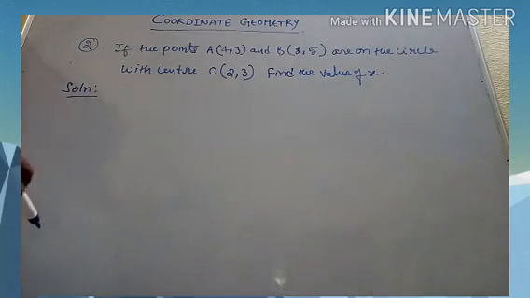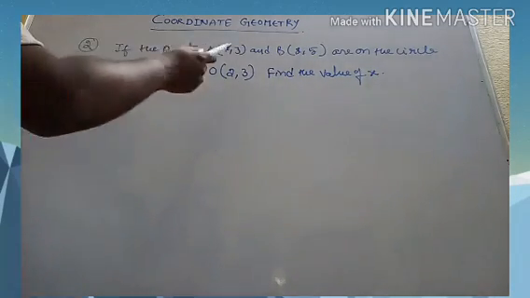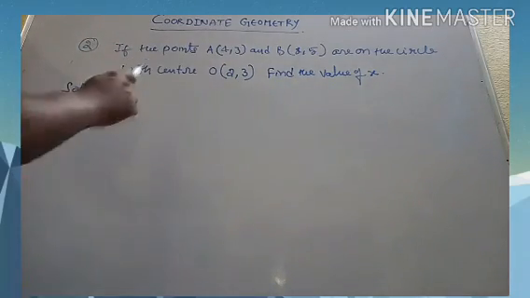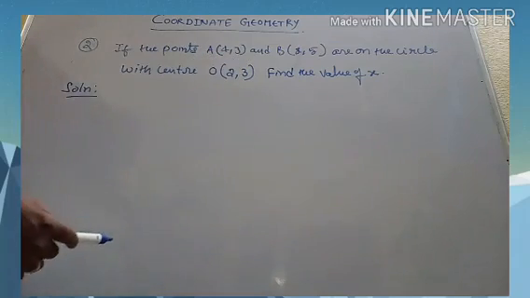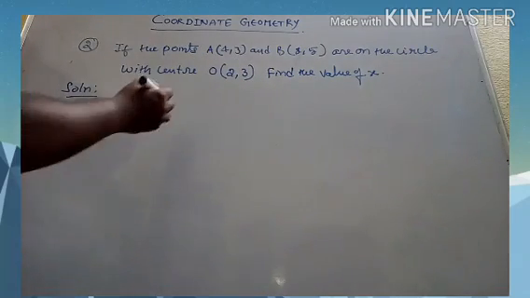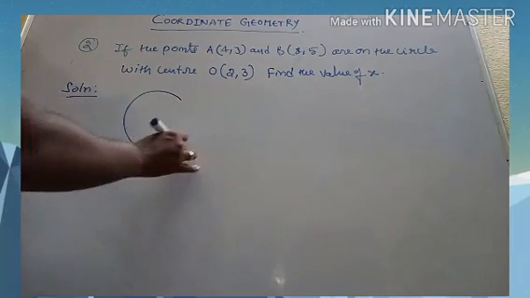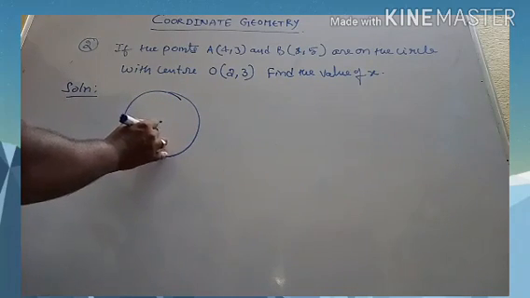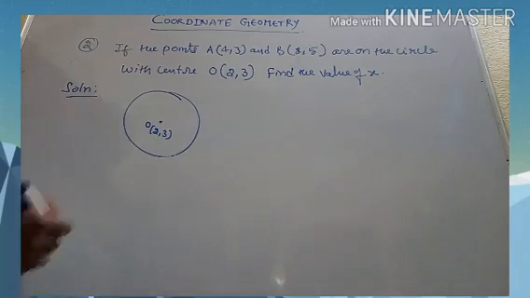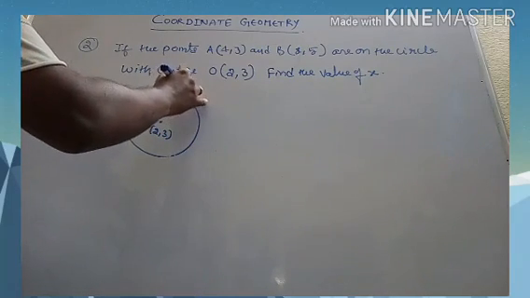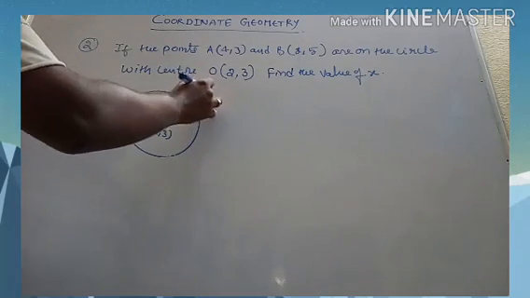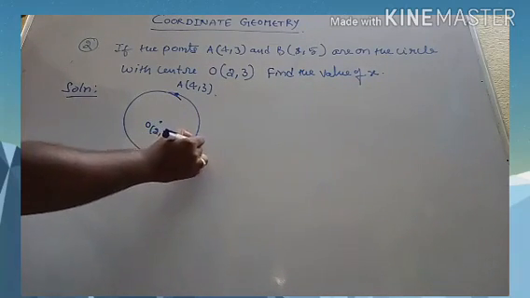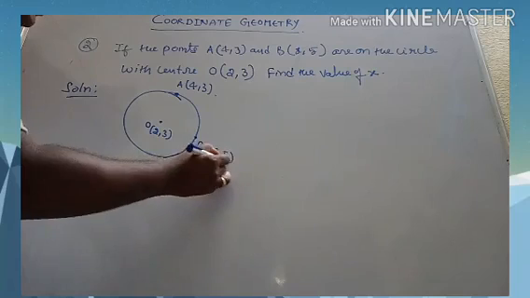Now the second problem: if the points A (4, 3) and B (x, 5) are on the circle with center O (2, 3), find the value of x. You see, dear students, we have a circle here and the center O (2, 3). Now A (4, 3) is one point lying on the circle. And another point is B (x, 5), that is also lying on the circle.